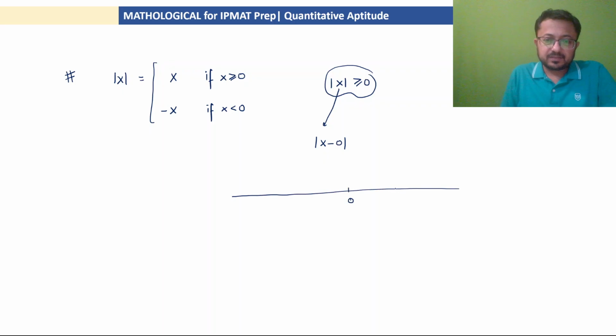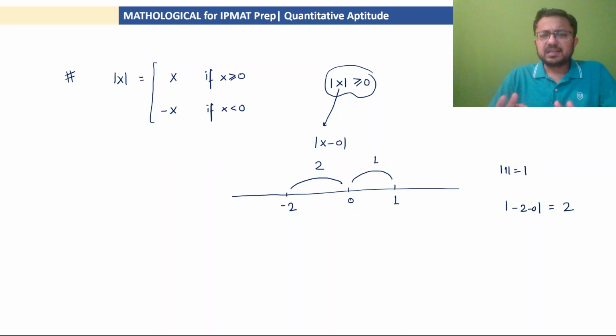For example, if x is equal to 1, the distance of 1 from 0 is equal to 1. That is why mod of 1 is equal to 1. If x is equal to minus 2, the distance of minus 2 from 0 is equal to 2. So mod of minus 2 minus 0, or mod of minus 2, is equal to 2. If we understand mod through the distance approach, it will be easier to understand. So let's start the questions.